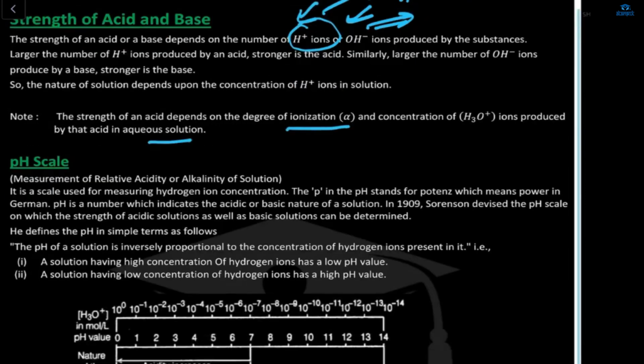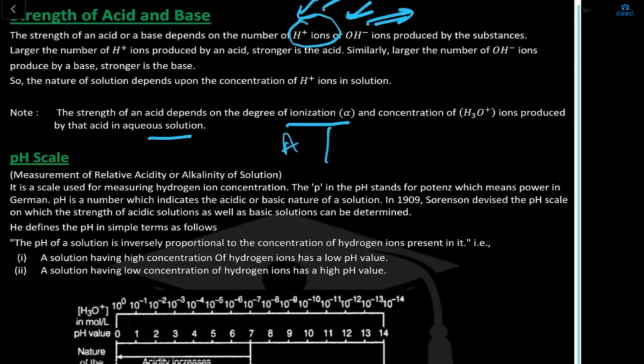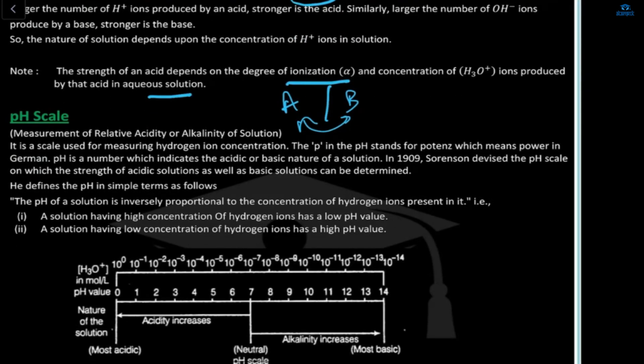in an aqueous solution. So the strength of an acid or base we can easily predict with the help of the pH value. Now, what is pH value? It's a scale which is used for measuring the hydrogen ion concentration. What is P? P in pH stands for potenz, which means power in German. More power, more acidic, less power, less acidic.